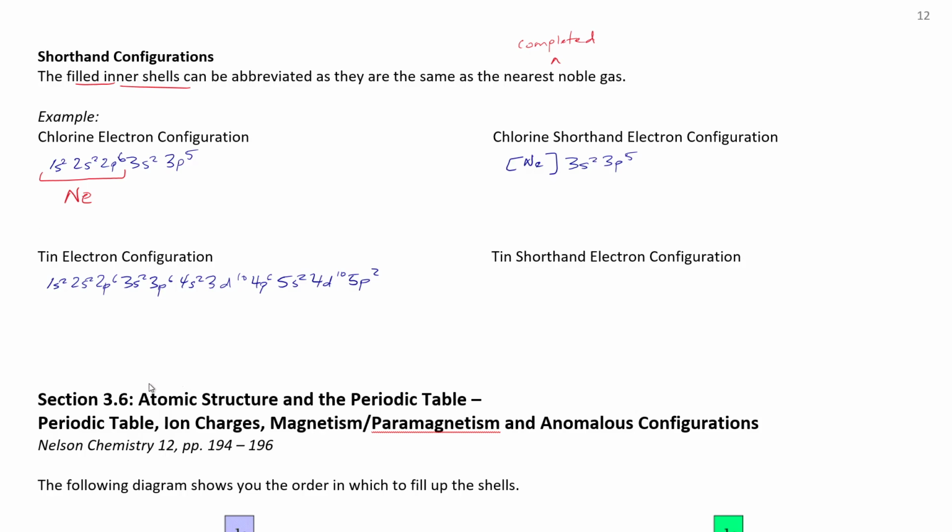In this case, we are going to identify the filled inner shell. This right here is the filled inner shell. This is the same electron configuration as krypton. So instead of writing all these numbers, we say, okay, electron configuration of krypton plus then also 5s2, 4d10, 5p2.